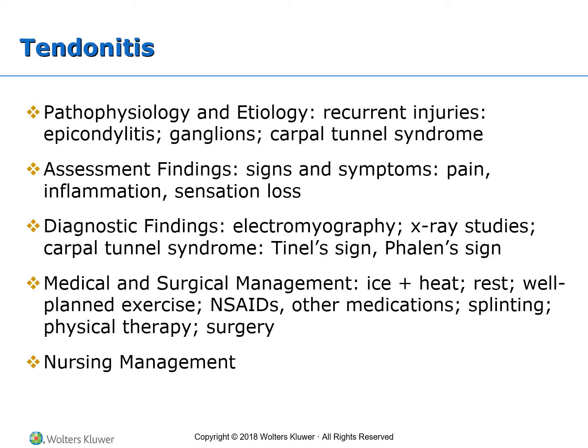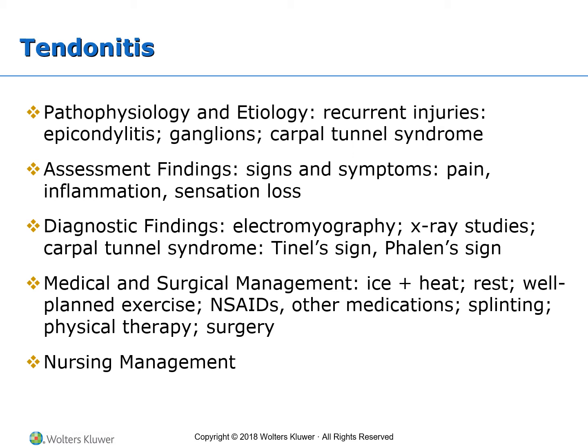Ganglion cysts form through defects in the tendon sheath or joint capsule and occur most commonly in women younger than the age of 50. Carpal tunnel syndrome results from repetitive wrist motion that traumatizes the tendon sheath or ligaments in the carpal tunnel.